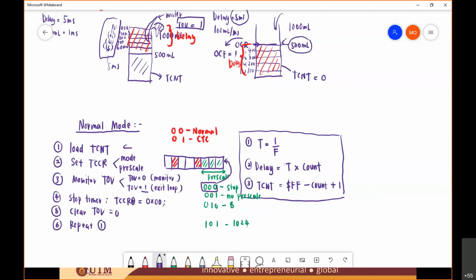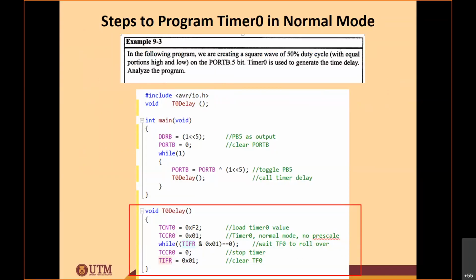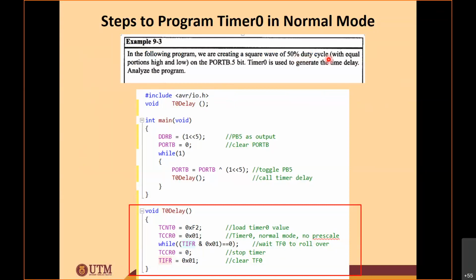Okay, so let's look at the example here. Let's look at the example first. In the following program, we are creating a square wave of 50% duty cycle. You're going to create a 50% duty cycle with equal portions high and low on port B pin number 5. Timer 0 is used to generate the time delay. You're going to analyze the program.